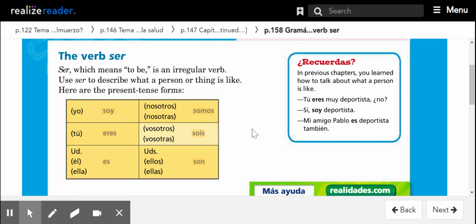Unlike in English, Spanish has two verbs that mean to be. Remember, to be means is, am, are, something in its state of being. The verb is irregular, which means it does not follow the regular ER pattern that we know. It is an ER verb because it ends in ER, but it is irregular.